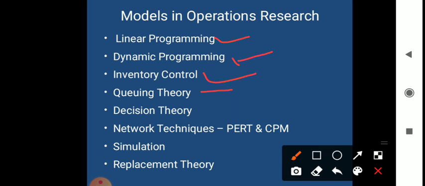So these are the first four models that we have discussed today, that is linear programming, dynamic programming, inventory control, and queuing theory. The remaining four models in operations research we shall discuss in the next class.